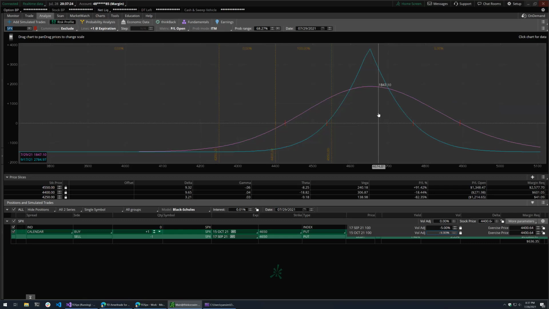But yes, if you are in a calendar position, and the market does drop unexpectedly, you can certainly wait it out for volatility to correct, and the profit will come back, especially if you're under the profit tent. And I have done that before. I know Mark does that all the time.